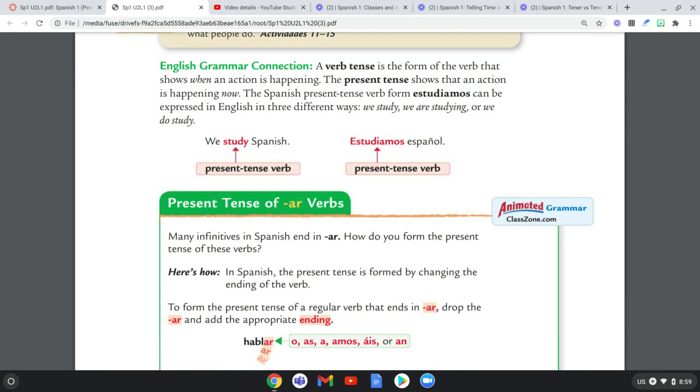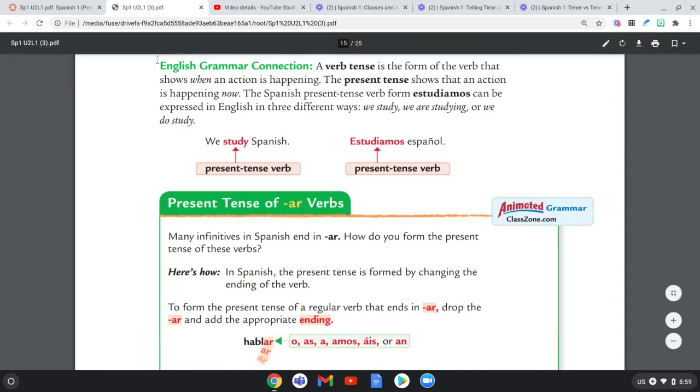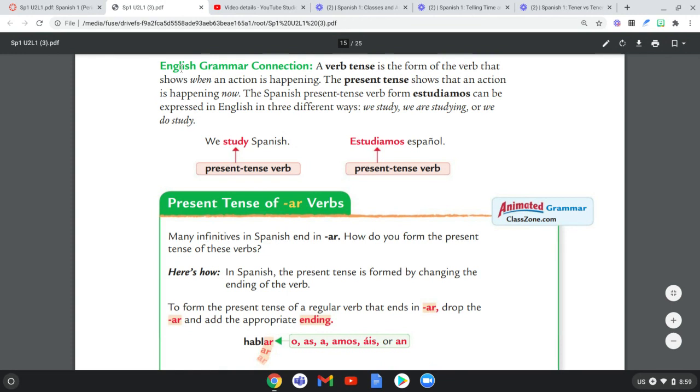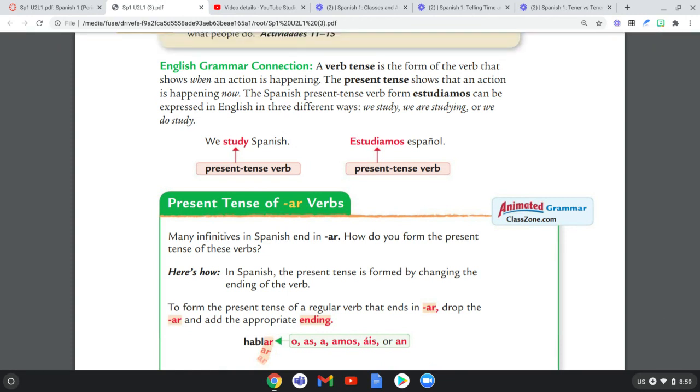The spelling that you're looking for is either the word ends with an AR at the end of it, or it can end with an ER, like E for English, or it can end with an IR, like, of course, the I with a dot right here, still in English. So if a word ends with AR, ER, or IR, it means it's a verb. It's an action word. That's always going to be a rule that we know.